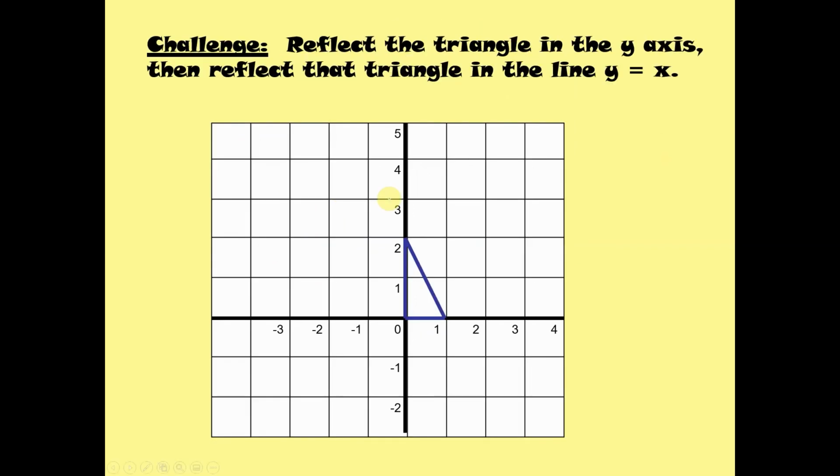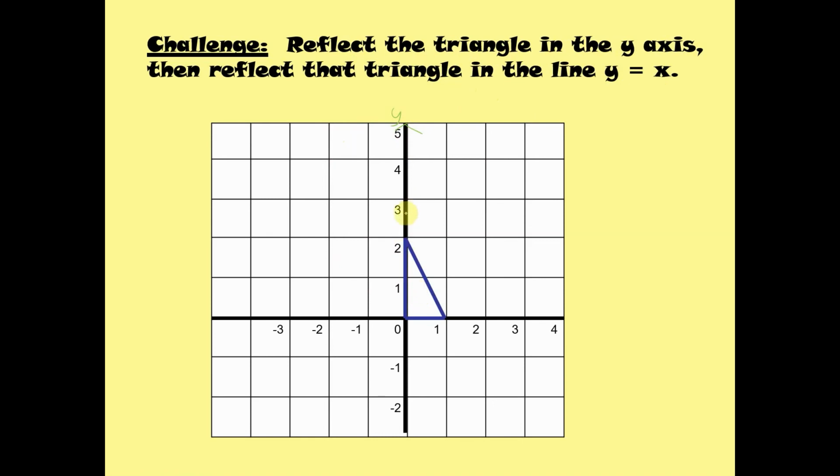Now let's also cover this question. So this question is reflect the triangle in the y-axis. So the y-axis is this. Then reflect that triangle, okay, so the one that we're going to draw, in the line y is equal to x. So let's start by reflecting this triangle in the y-axis.